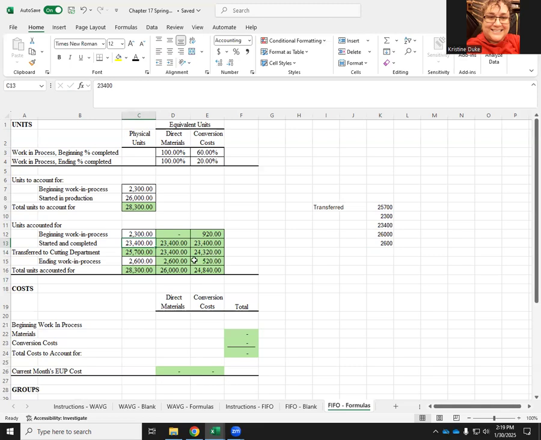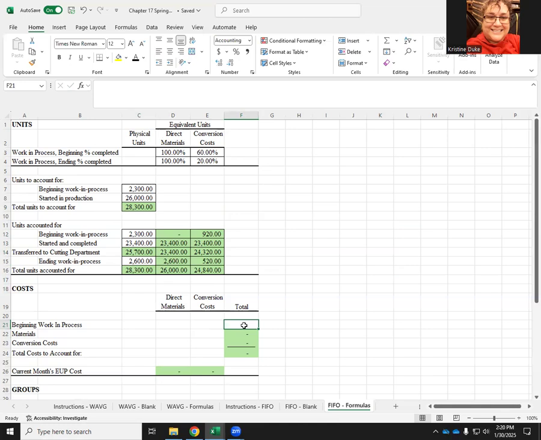I still need to figure out what's going on with my ending work in process. So here's my units, 100% materials, only 20% of my conversion cost. So I'm going to take this 2,600, multiply it by 20%. This is all about determining our units, okay? It has nothing to do with dollar amounts. Total units. Okay, the next thing I need to do, so this is units. Now we're going to look at cost. I need to figure out how much cost was in the beginning.